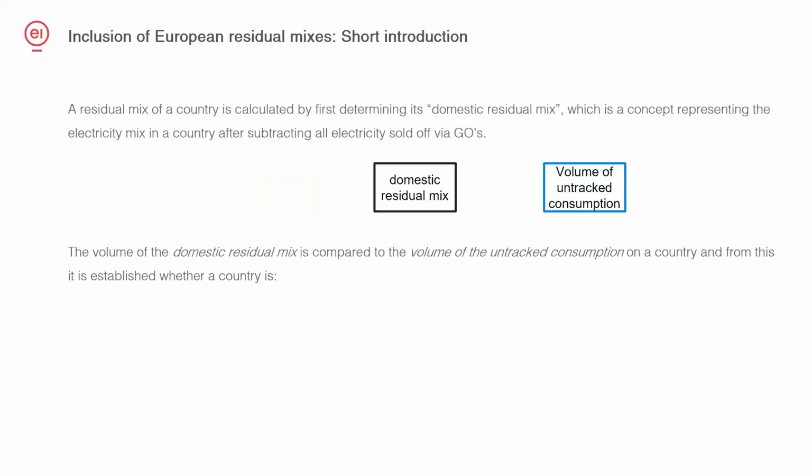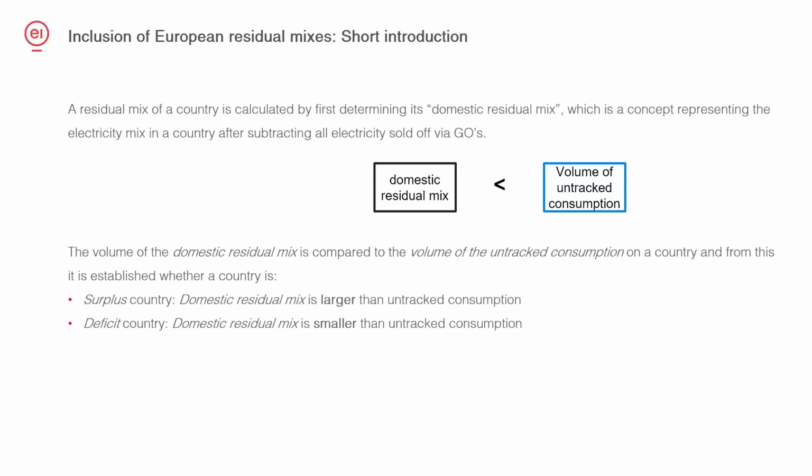This difference defines whether a country is a surplus or a deficit country. It is a surplus country when the volume of the domestic residual mix is larger than the volume of untracked consumption. And vice versa, a country is a deficit country when the volume of domestic residual mix is smaller than the volume of untracked consumption.